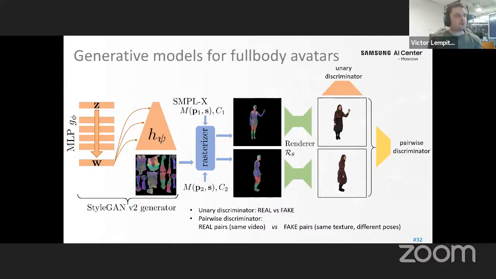Okay, and as before, the unity discriminator looks at individual frames. The pairwise discriminator uses pairs of frames, either two frames from the video of the same person, or two frames created by our model for two different poses or two different camera viewpoints, but with the same texture. So the model learns in this way that if the texture is the same, then the result should look like the images of the same person, with the same clothing.